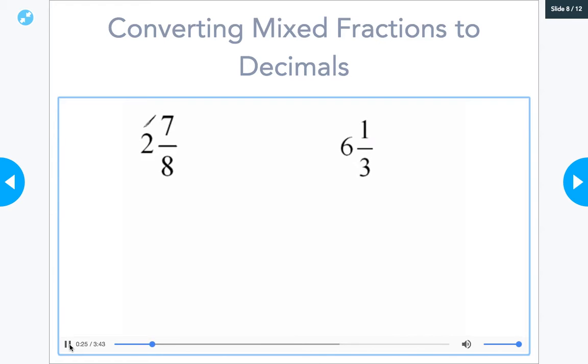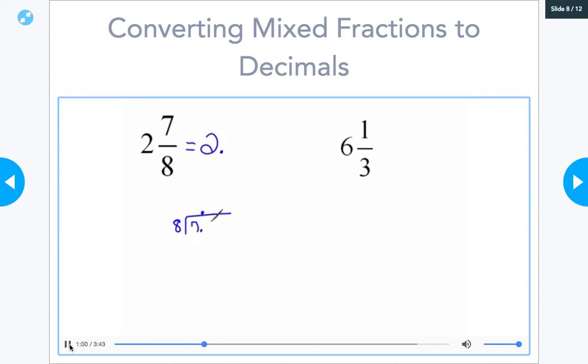Okay, looking at this problem, 2 7/8, the whole number part here, the 2, is exactly that in the decimal. It is the whole number part. So this will be 2 and then we have our decimal part will be equivalent to the fractional part. So really, the only thing we have to convert is this fraction of 7/8. So if we do the division, 7 divided by 8, well, the decimal naturally falls behind the 7, so we're going to line those up.